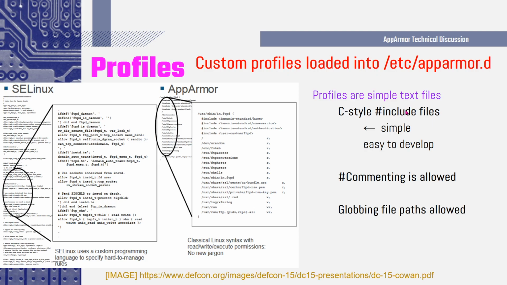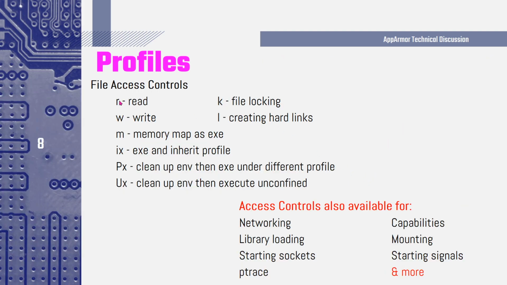Custom profiles can be made and loaded into this directory here. And profiles are simple text files. They use C-style include directives, and we can comment too. These are a list of file access controls that are available. And access controls can be placed on networking, capabilities, sockets, signals, many things.